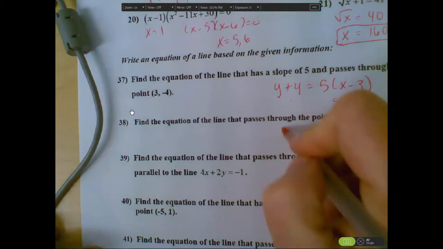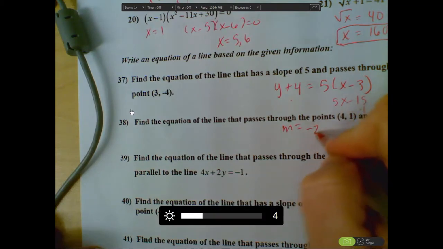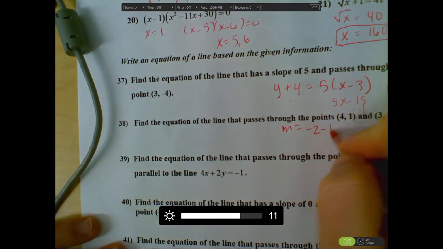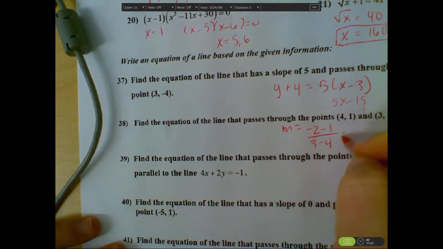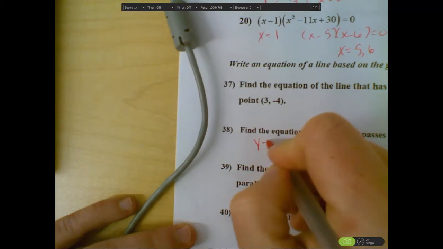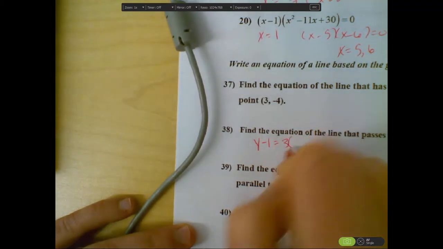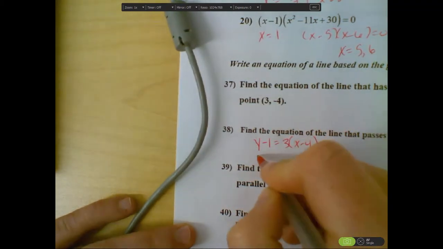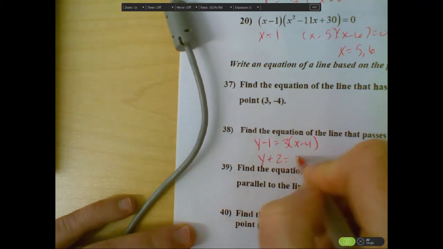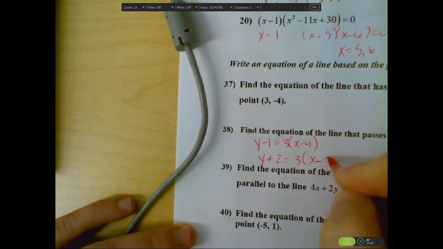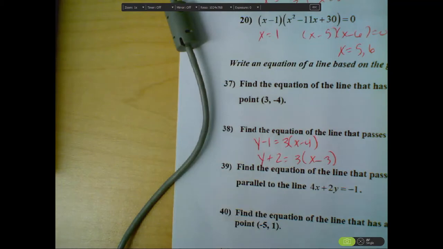Here, the first thing we have to do is find the slope, so y minus y over x minus x gives us negative 3 over negative 1, which is 3. So then the slope, you can either use the first point, y minus 1 equals 3 times x minus 4, or the second point, y plus 2 equals 3 times x minus 3. Both of these are correct, either one.